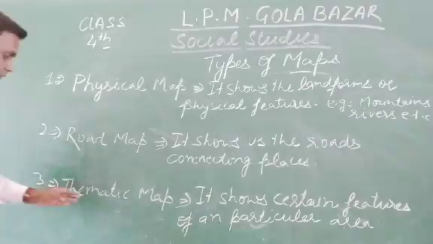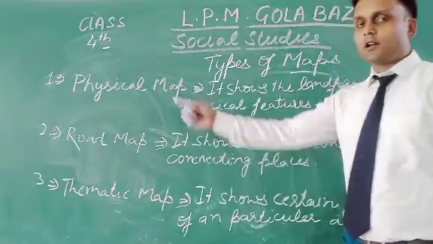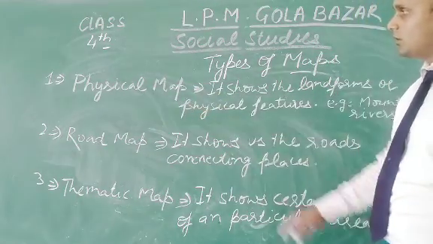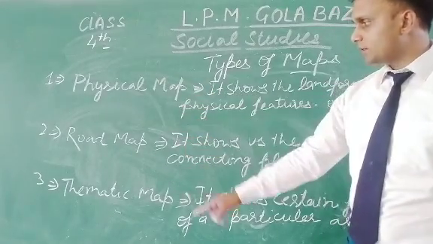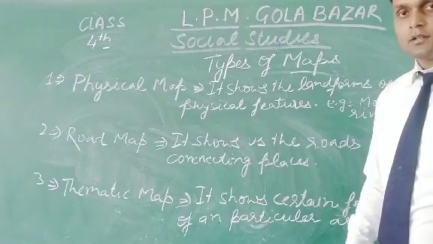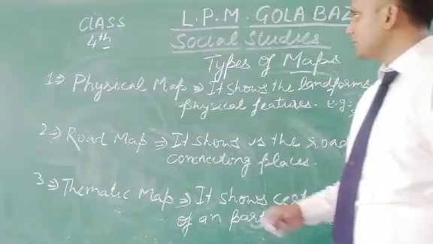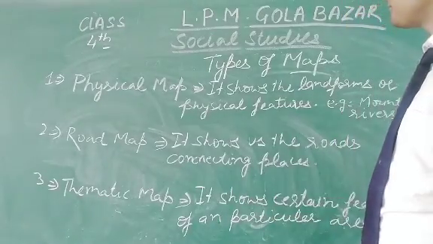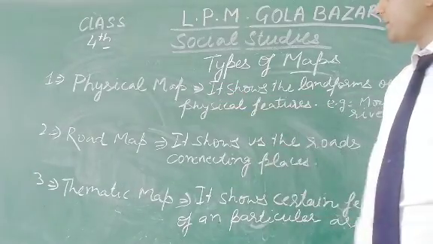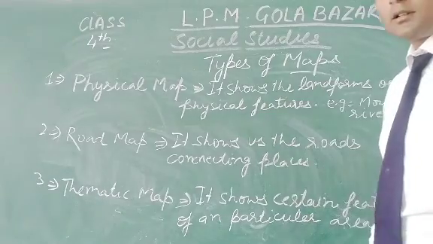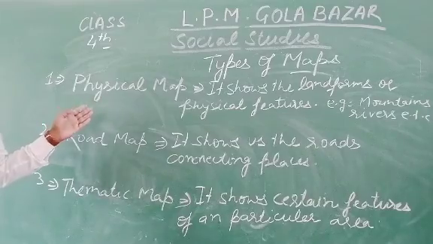Third one is thematic map. Can you see? Now it's more visible. First one is physical map, second one is road map, third one is thematic map. These three types of maps we use in our daily life and in our studies. Now come to the first point, physical map. What is a physical map?